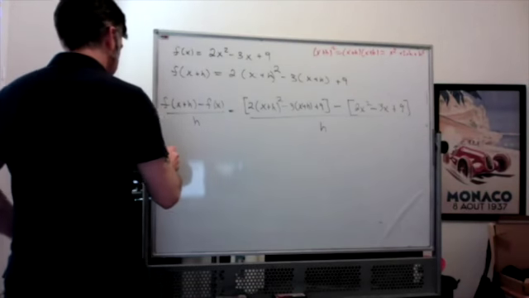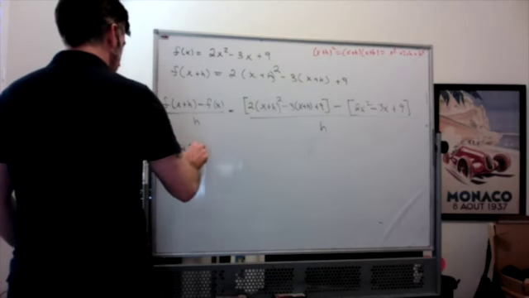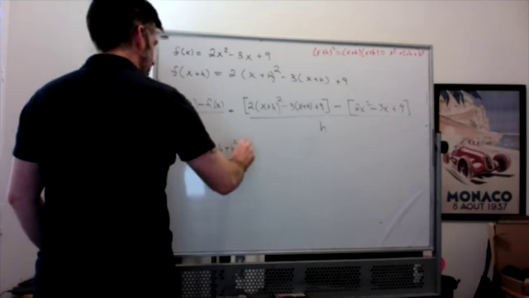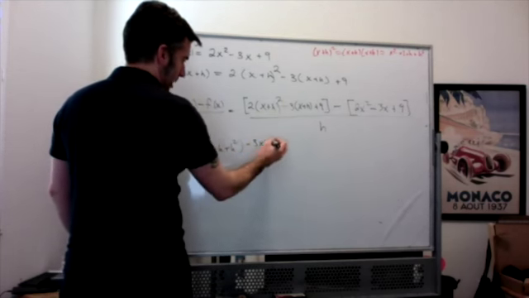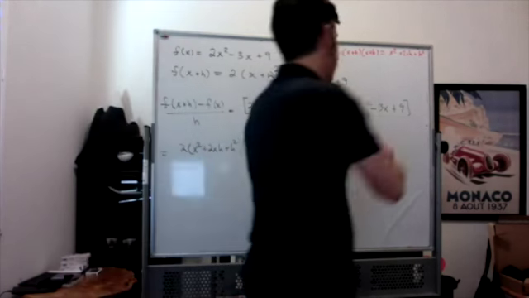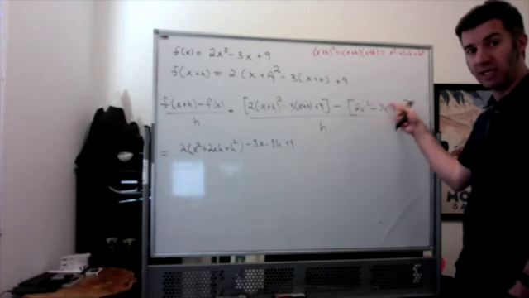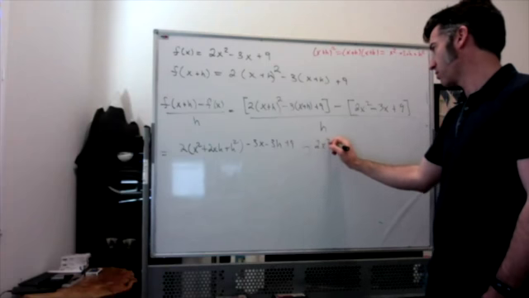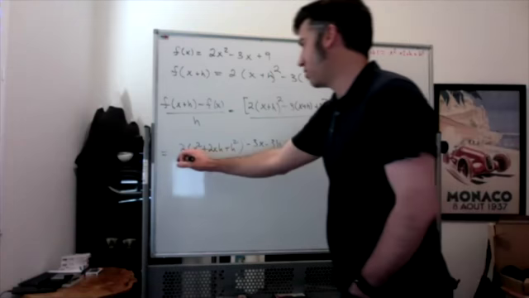So we end up with 2 times x squared plus 2xh plus h squared. Then we can distribute this minus 3, we get minus 3x minus 3h plus 9. And it's always going to be minus f of x, so you're almost always going to have to distribute this minus sign to each term in f of x. So minus 2x squared plus 3x minus 9, all divided by h.